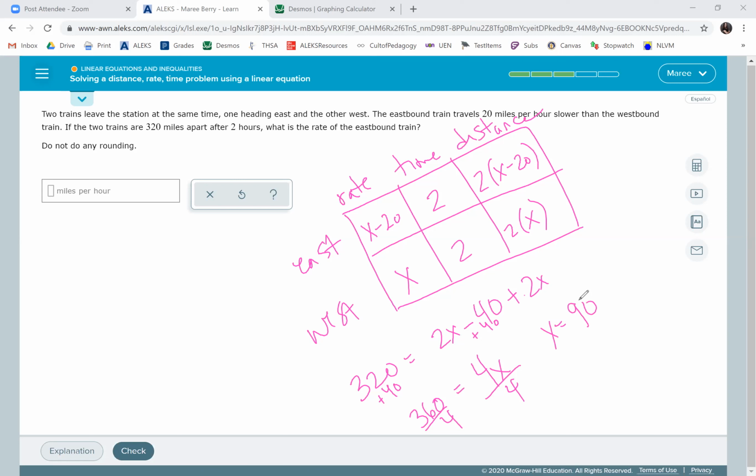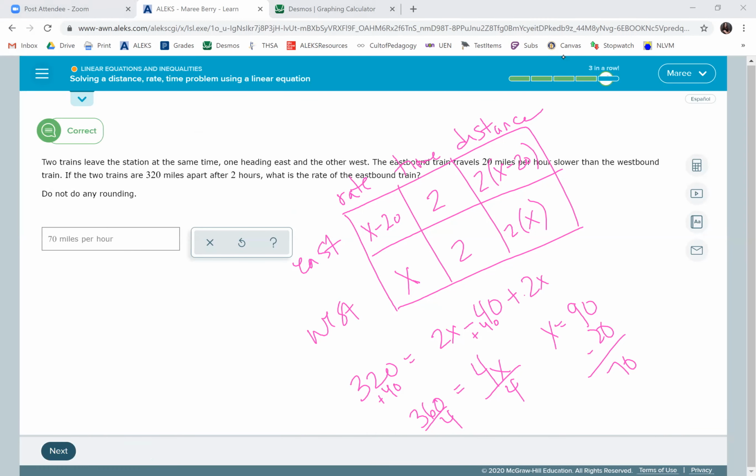Wait, what was the question? What is the rate of the eastbound train? Okay, so I did X was westbound, so eastbound is take away 20. So the eastbound is going 70 miles per hour. And that's the end of the lesson.